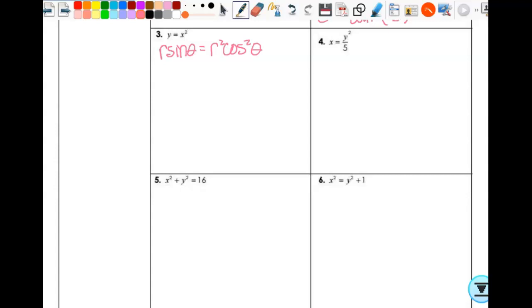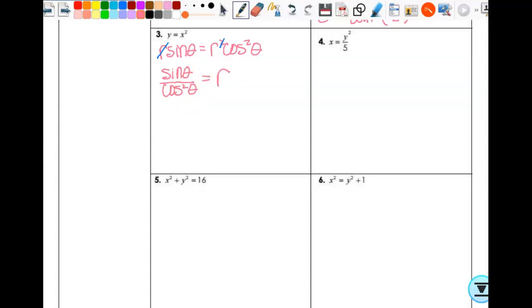Okay. So I'm going to divide both sides by r. And so that r goes away and one of those goes away. And since I'm trying to get r by itself, I'm going to divide both sides by cosine squared theta. So I'll get sine theta divided by cosine squared theta equals r.